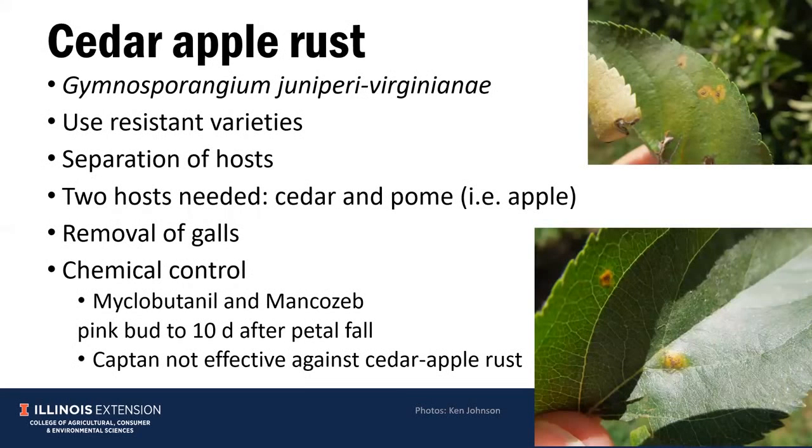Cedar apple rust, again, there are resistant varieties. They need a juniper kind of host, so separating those, at least from your home landscape. They do need the two hosts for that pathogen to survive. They create a gall on the juniper, and so removing those galls can help to lessen the effect. There are chemical controls of myclobutanil and mancozeb, and Captan is not effective against this particular pathogen. But it forms these spots on the leaves, and you'll find pustules that form, and so use those recommended fungicides to treat.